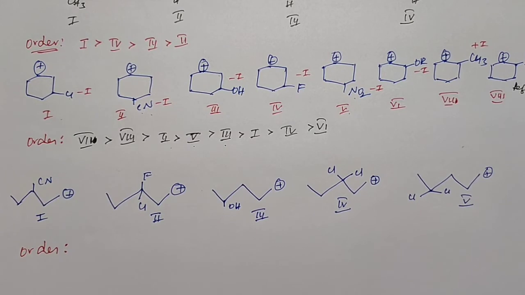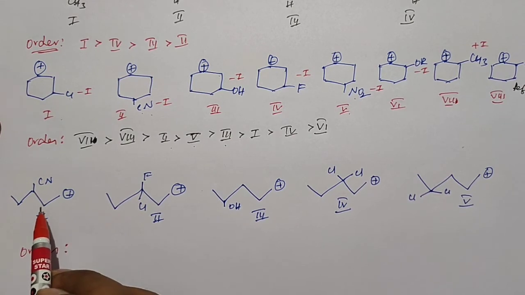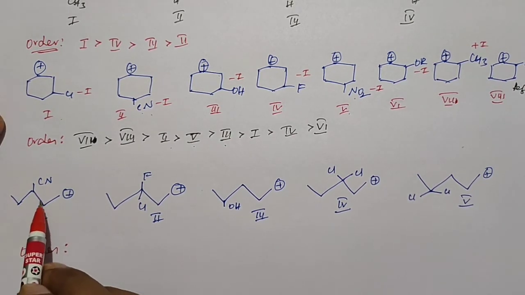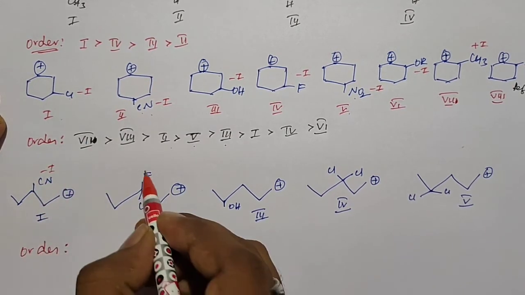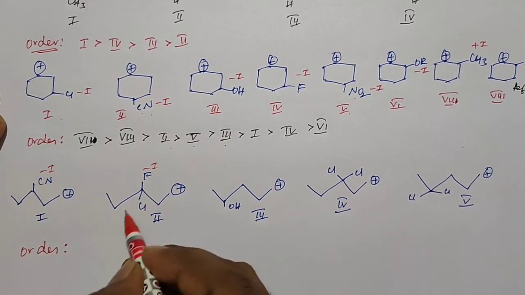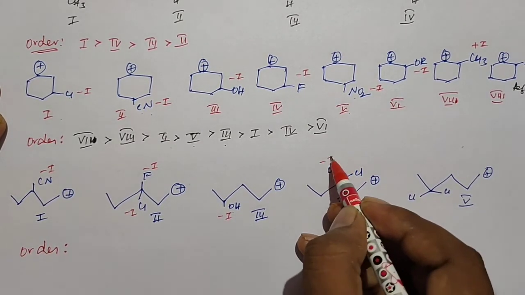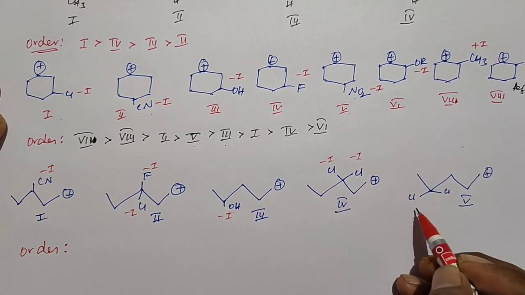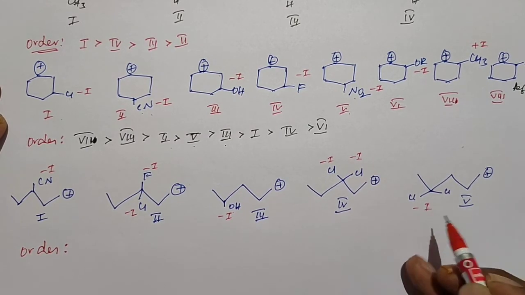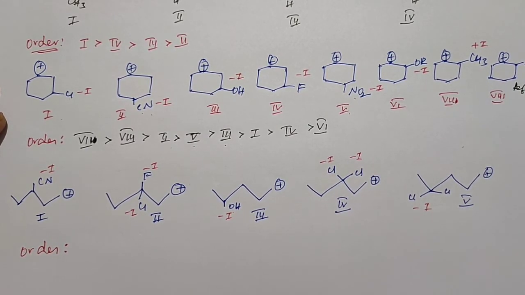here also we need to apply the distance rule, the number of I groups and power. So if you see this, all these structures are present. Here the cyano group is a minus I group, fluorine and chlorine also both are minus I groups, OH is a minus I group, and 2 chlorines are examples of minus I groups. Here also 2 chlorines are examples of minus I groups. So all are minus I groups.